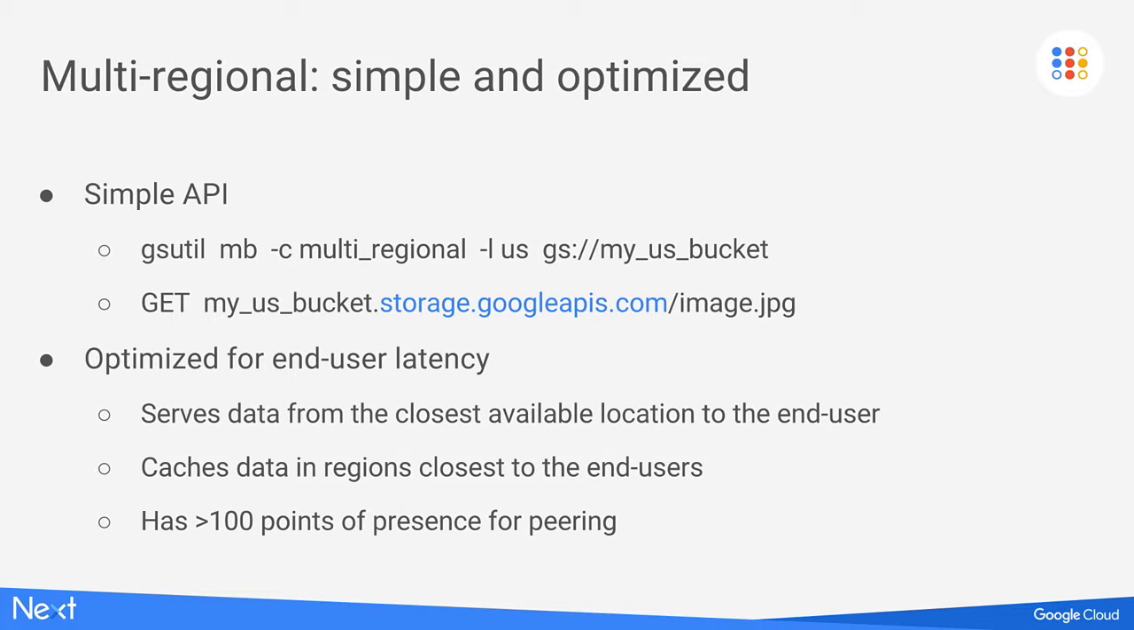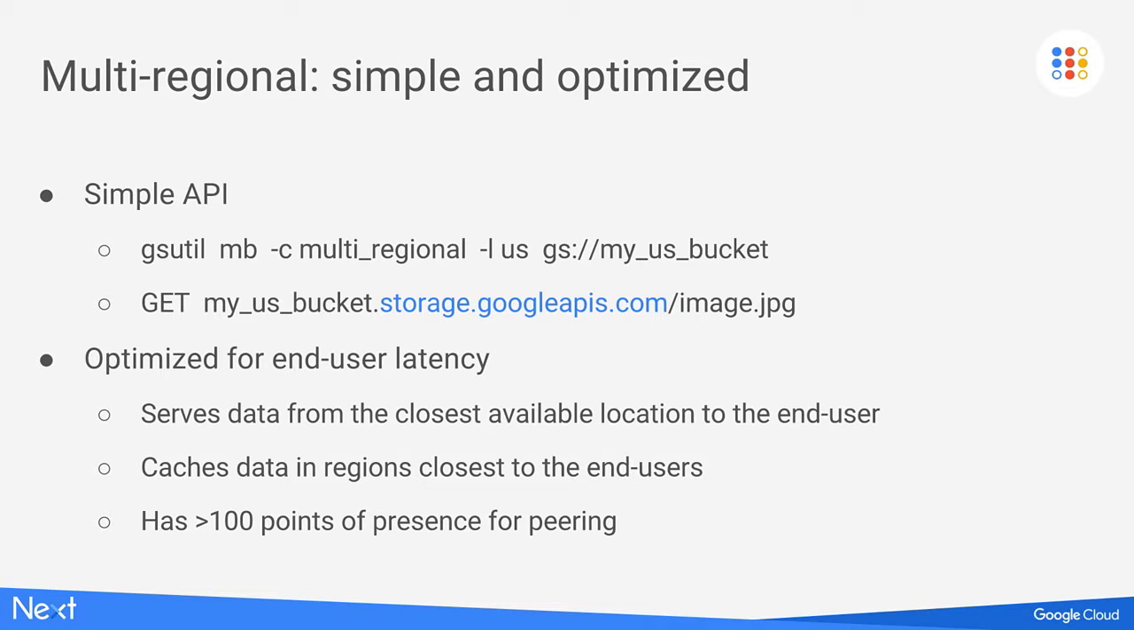Let me talk a little bit more about that simple API for the multi-regional storage class. Here's an example of creating a multi-regional bucket with a command line utility called gsutil. I provide a type of storage class, which is multi-regional. I provide location US, and then I just name my bucket. Literally, there is nothing else you need to provide. We'll take care of everything else, including where to store your data, and you don't need to worry about it.